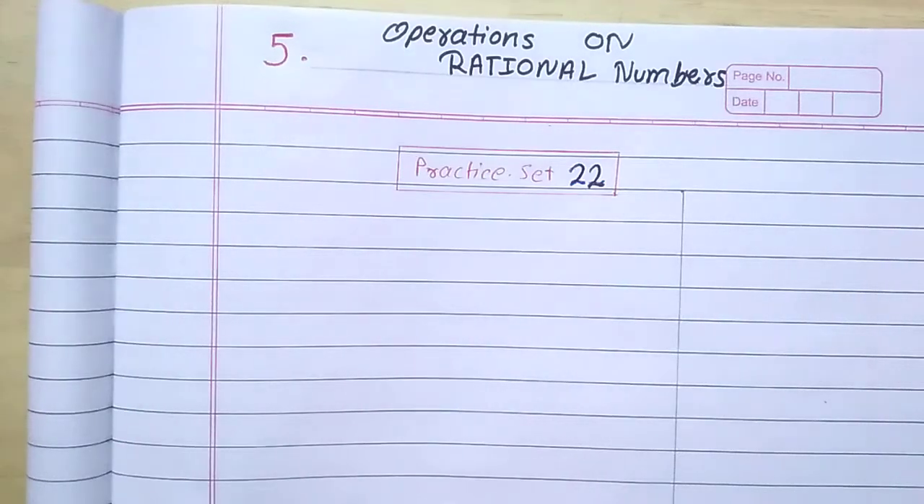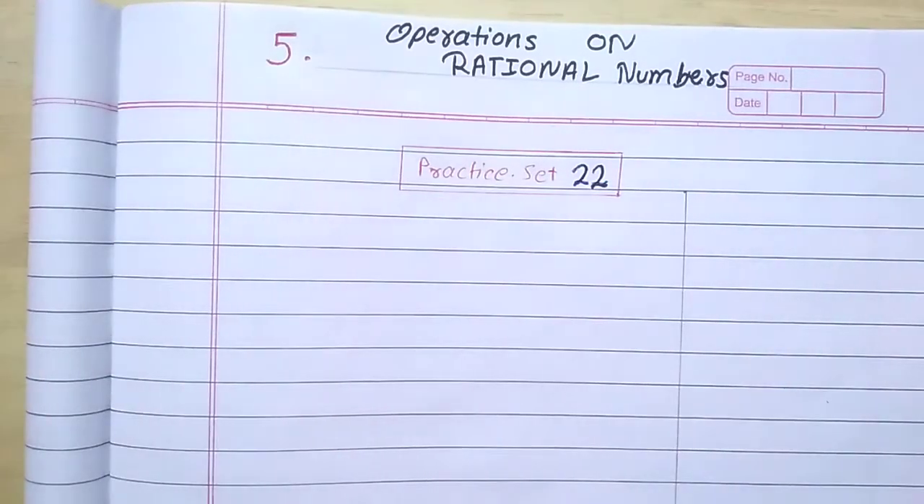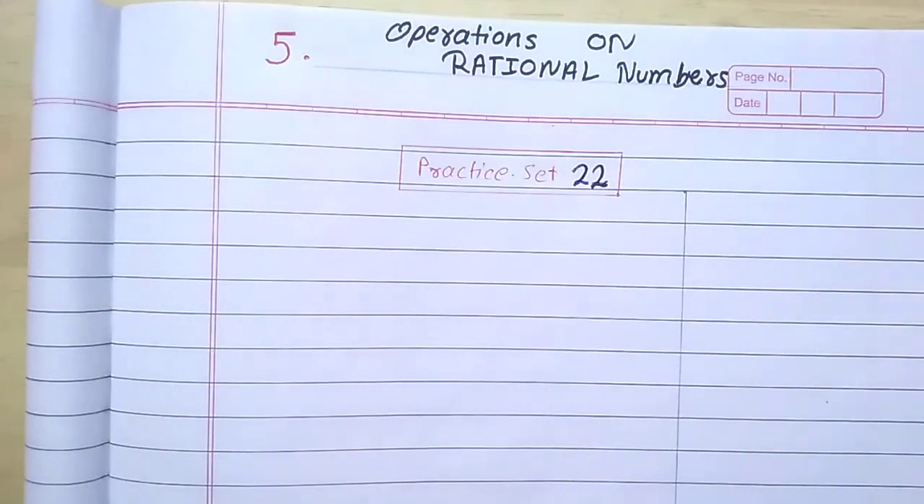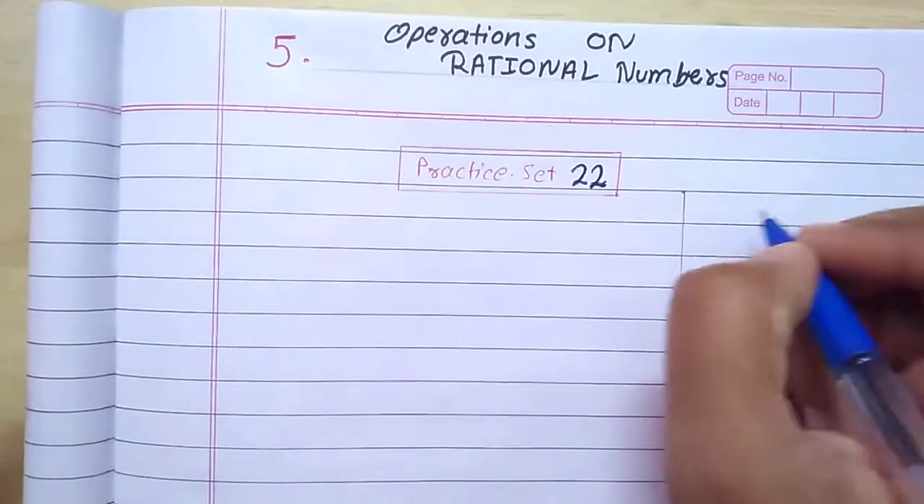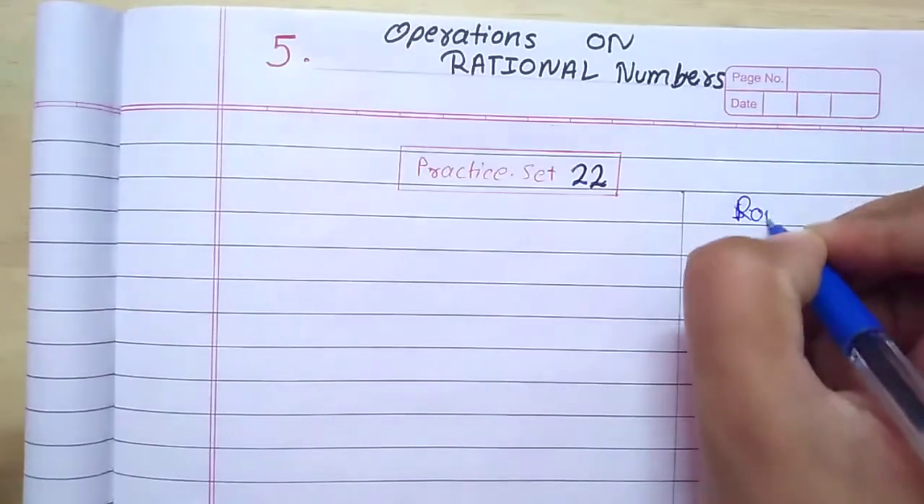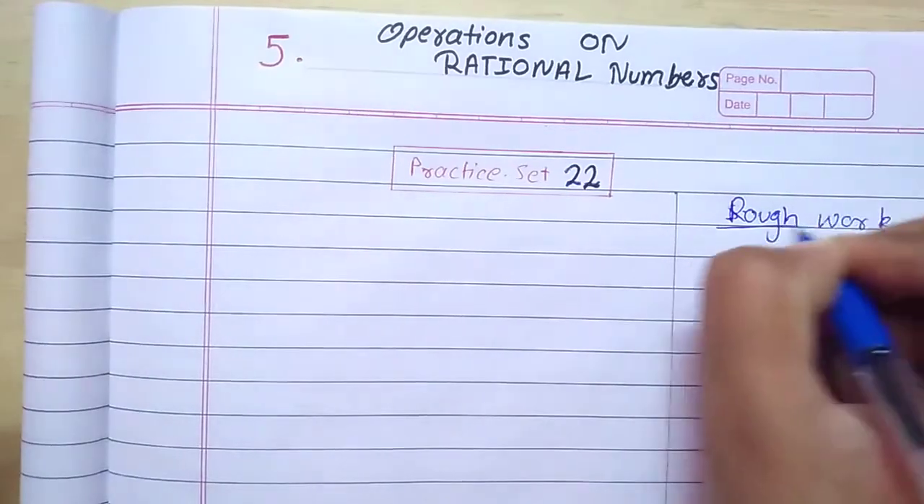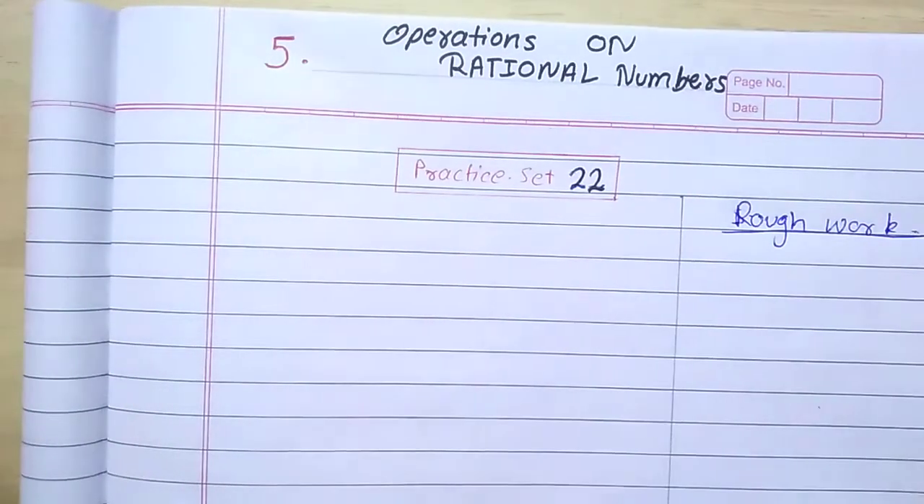Lesson number 5, Operation on Rational Numbers. Practice set 22. We are going to take the full practice set in this video. Here will be the solved example, and here will be the rough work. We'll do all rough work between this line.